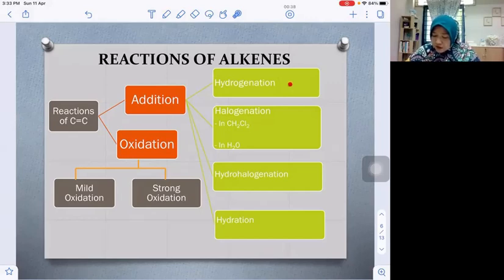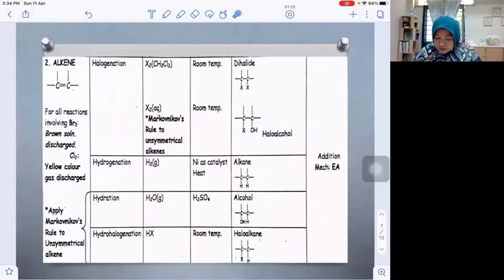Firstly, we have the hydrogenation reaction. Second is the halogenation reaction. The halogenation can occur in two media: either in CH2Cl2, or in H2O. The third one is the hydrohalogenation reaction. The fourth one is the hydration. Then the fifth and the sixth are both oxidation reactions, in which we have a mild oxidation and a strong oxidation of alkene. So this is what we have from the table.